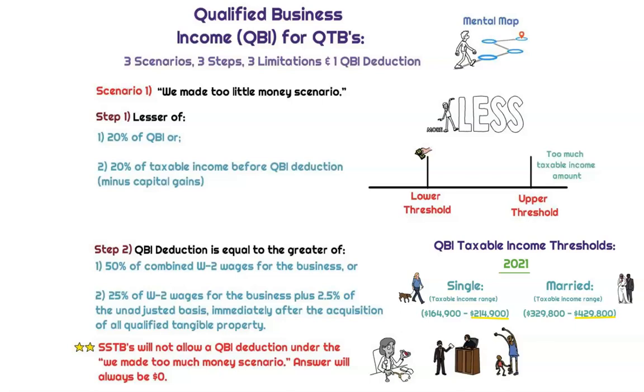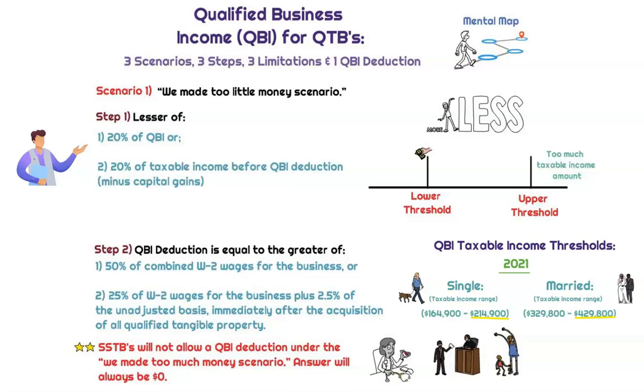But then the IRS is going to come back and say, hold up, wait a minute, you made too much money. So the 20% that you were originally allowed to take, we're going to go ahead and limit this to a lesser amount because less is more. But also more is less. That means the taxpayer made too much money, so they're going to be allowed to take less of a deduction. So the first step, we're going to take the 20% QBI deduction, which is going to still be limited to the lesser of 20% of QBI or 20% of taxable income less capital gains.